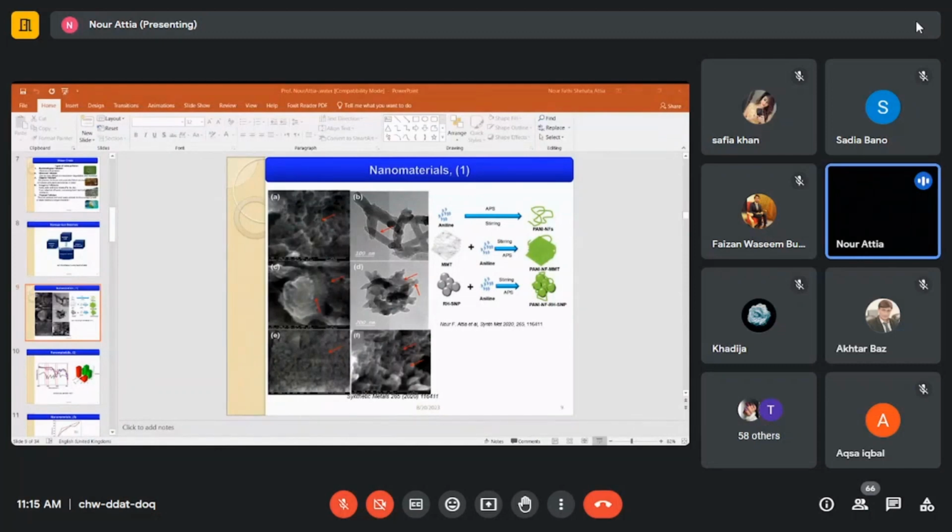And one of the most important parameter changes is the surface area. Surface area becomes much more. For example, if you take zinc oxide at macro scale and measure the surface area, it will be from 10 to 20 square meters per gram at maximum, maybe less than 10. But when you prepare zinc oxide nanoparticles and measure the surface area, it will be 300 or maybe 350. So it changed more than 100 or 200 times.